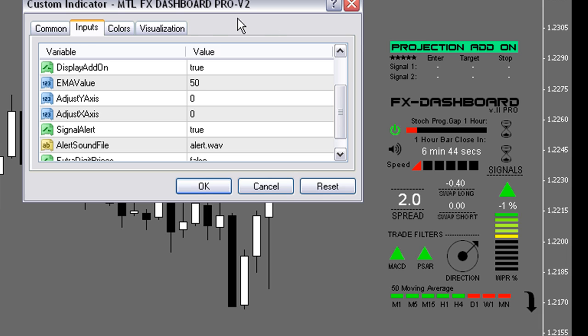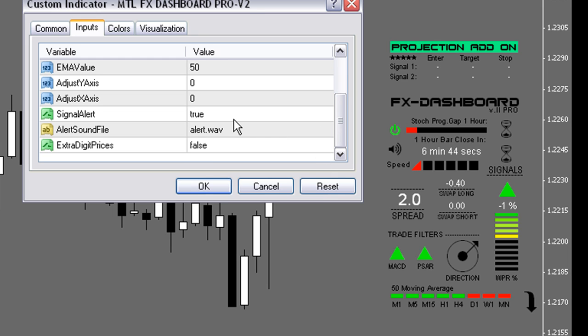The FX dashboard can be positioned anywhere throughout the chart, and one of the great things is we also have a signal alert which will play an audible wave file whenever we get a signal on one of our hourglasses. And that alert sound is adjustable, so it doesn't have to be a bell or a whistle. It can be anything that you would like it to play whenever we get a signal here. Now, if you use a broker like an ECN or STP broker where we've got that extra digit here on the pip value, that's what this particular setting's for, and by changing that to true, it'll work on that type of MetaTrader platform as well.